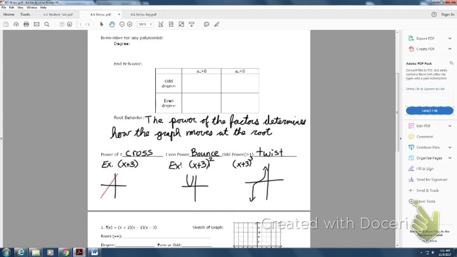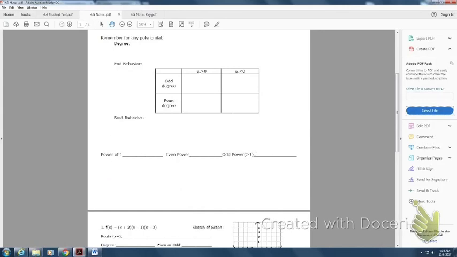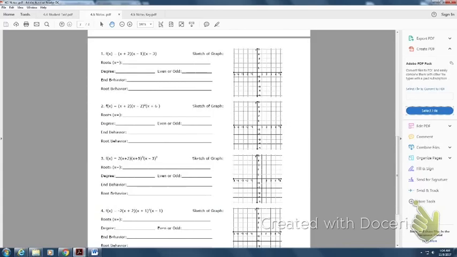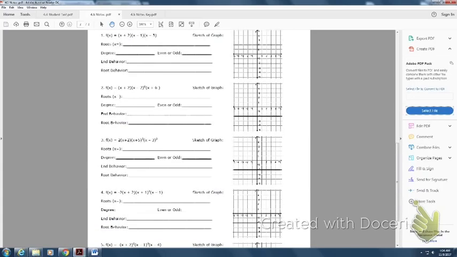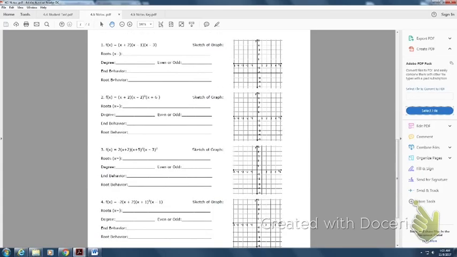Alright, so go to the back. You're going to be given these equations in factored form, so we can determine how the graph is going to look and where on the graph it's doing that. Okay? So first let's find our roots. Looking at number 1, Jeremy, what are our 3 roots going to be?